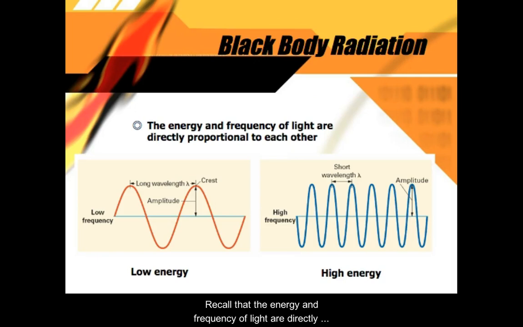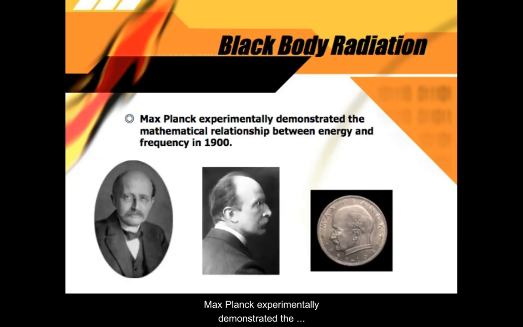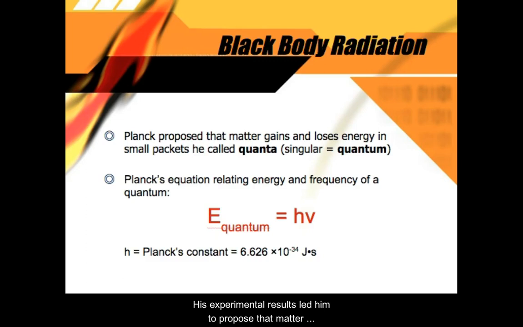Recall that the energy and frequency of light are directly proportional to one another. Max Planck experimentally demonstrated the mathematical relationship between energy and frequency in 1900. His experimental results led him to propose that matter gains and loses energy in small packets he called quanta. The singular form of that word would be quantum. He demonstrated that the energy of a quantum could be calculated by multiplying its frequency in hertz by a constant.